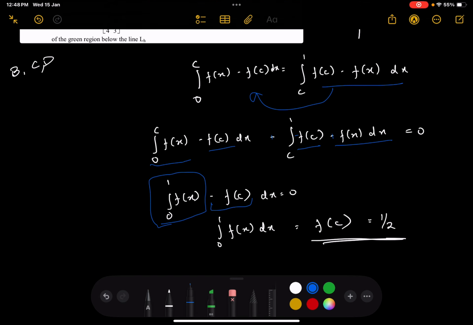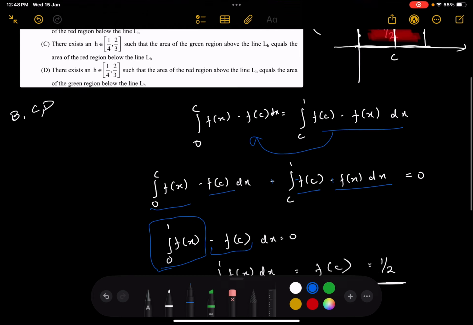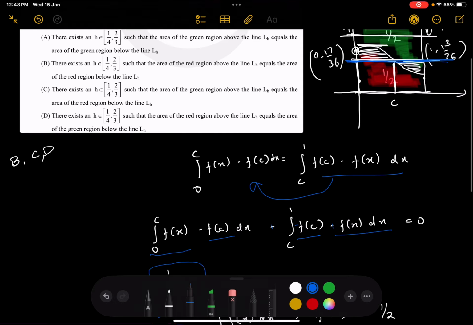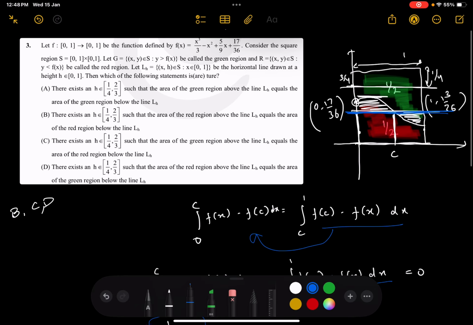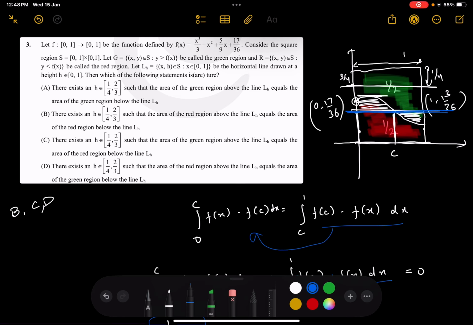Integration of 0 to 1 f(c) dx becomes f(c). This is 0, so we'll get 0 to 1 f(x) dx equals f(c), and 0 to 1 f(x) dx is the area of this red region, which we know is half. So that gives us f(c) equals half, and f(c) is the y coordinate of this line, which is h. So h equals half. So C and D both will become correct, because half lies in 1/4 to 2/3.